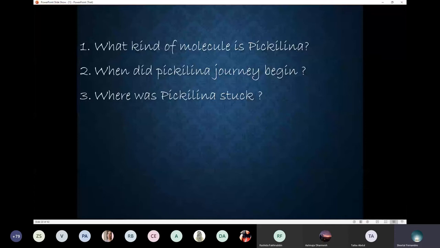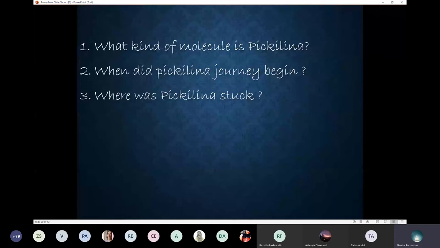Where was Piccolina, the water molecule, stuck? In the puddle. No, not really. It was stuck in a chunk of ice. Big ice chunk. Correct. That's right, which was frozen in a meteorite.